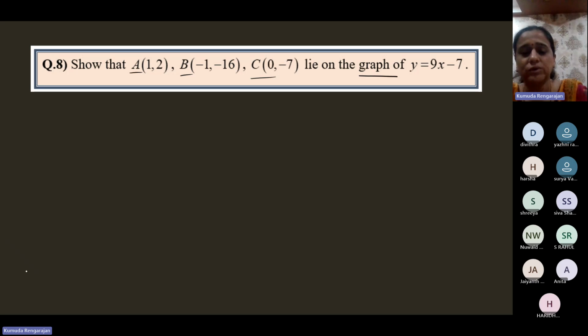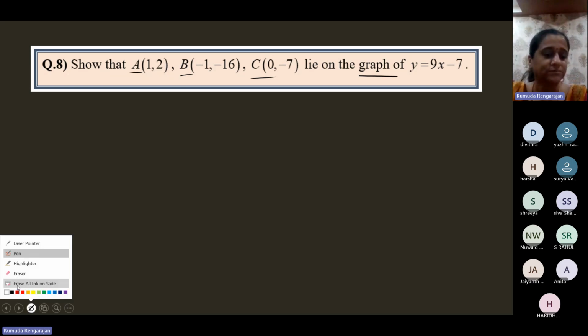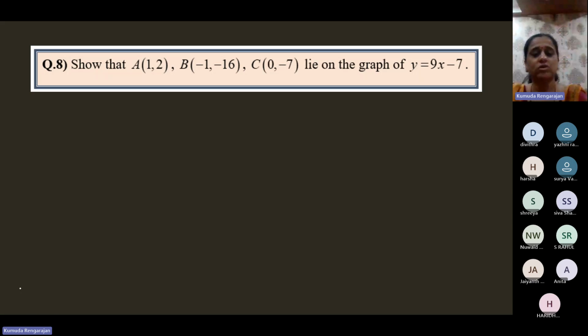But I'll check with you, because some schools strictly follow the deleted syllabus. Some schools are not, so there is a little confusion. There are schools which do the entire thing because graph is important later, in 11th and 12th. Some schools follow the deleted syllabus very strictly, so I'll check with you later. But there's a general instruction that you should not do anything with a graph paper unless you're asked to. So here, show that A, B, C lie on the graph of y is equal to 9x minus 7. So it's algebraically, not graphically.